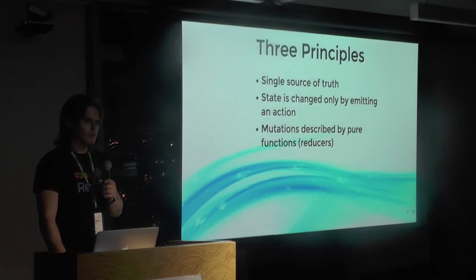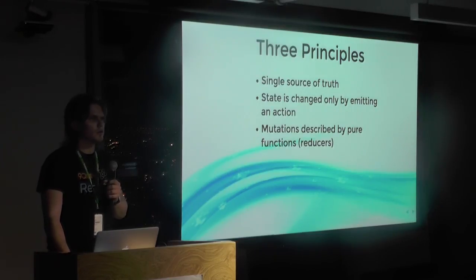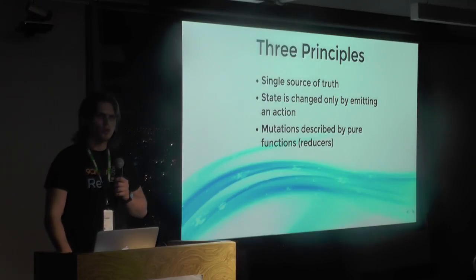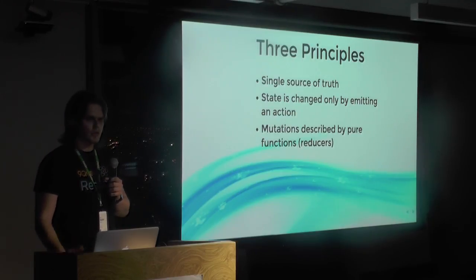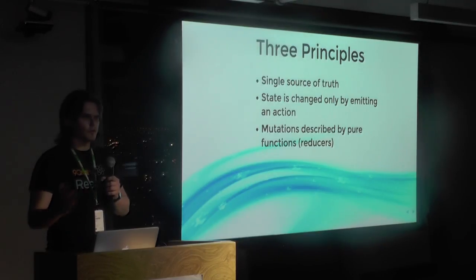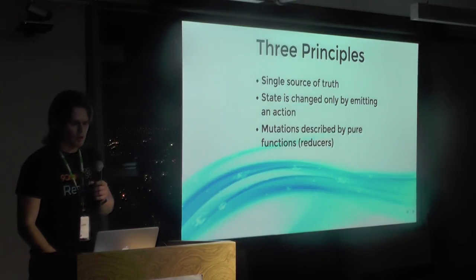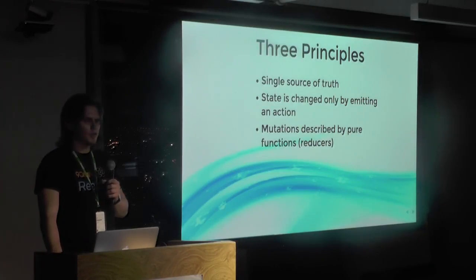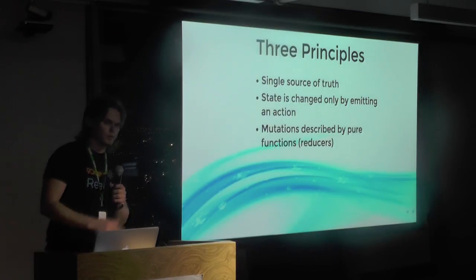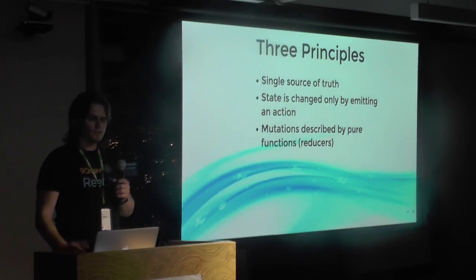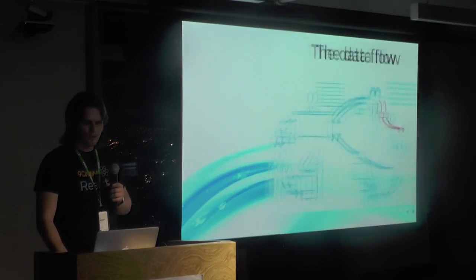Redux has three principles. First of all, in Redux you have one single source of truth. You have a store, which has all application state, which is composed of different reducers and such. State is changed only and only by making an action, which is pretty much similar to how Flux works, because Redux originally was inspired by Flux. It just drove more to a functional approach. And mutations, as I talked before, are described as pure functions, which are called reducers.